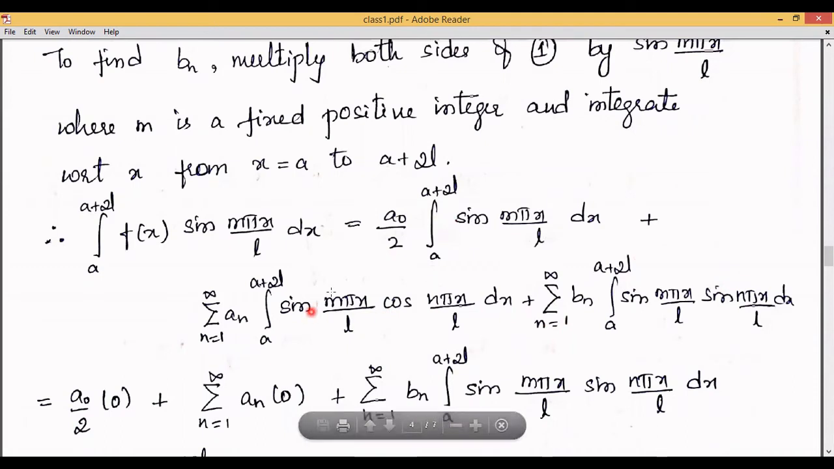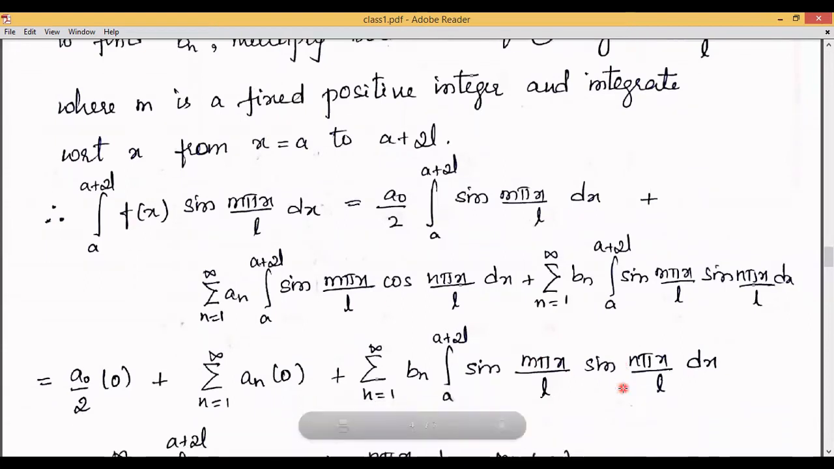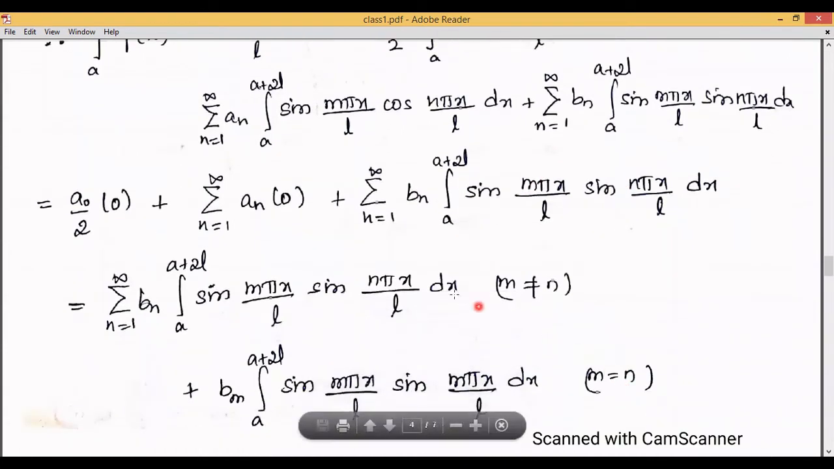Okay, and here the first term, the a naught term, and the an term will vanish, and only this term retains as it is. And here, when m is not equal to n, this term also will vanish. This term exists only when m is equal to n. So here I have again taken the n equal to m term outside. So here also n is running from 1 to infinity.